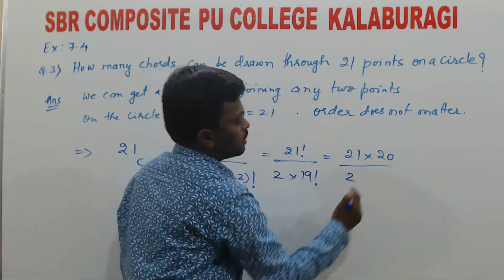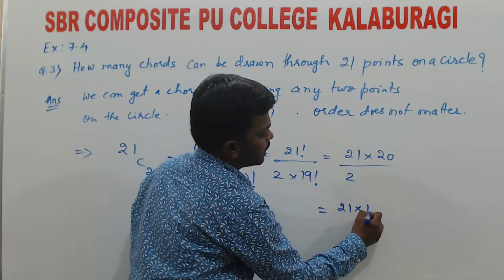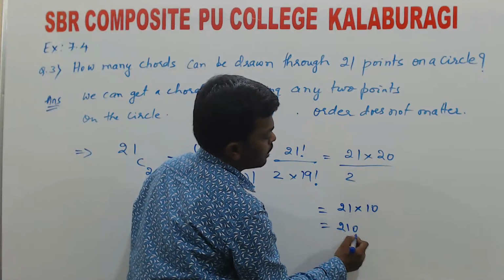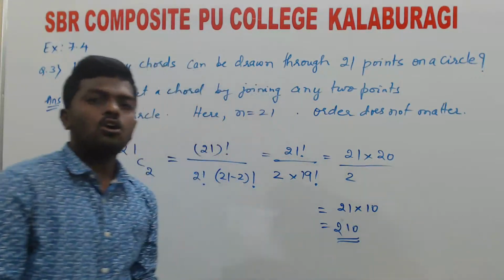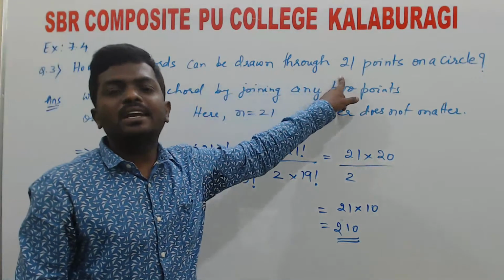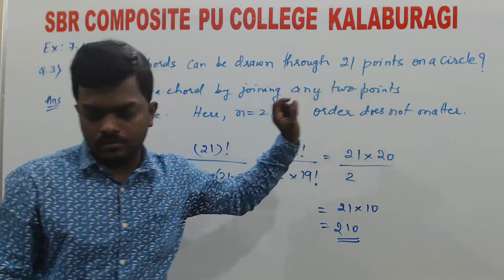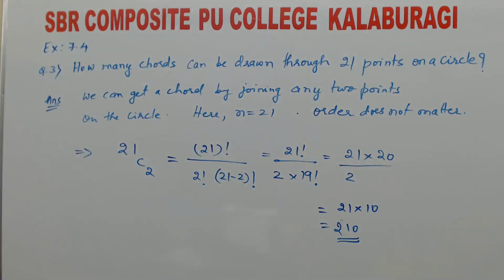So 2 ones are 2, 2 tens are 20. So 21 into 10. So there are 210 chords. You can draw 210 chords out of the given 21 points. Is that clear? So next, fourth question.